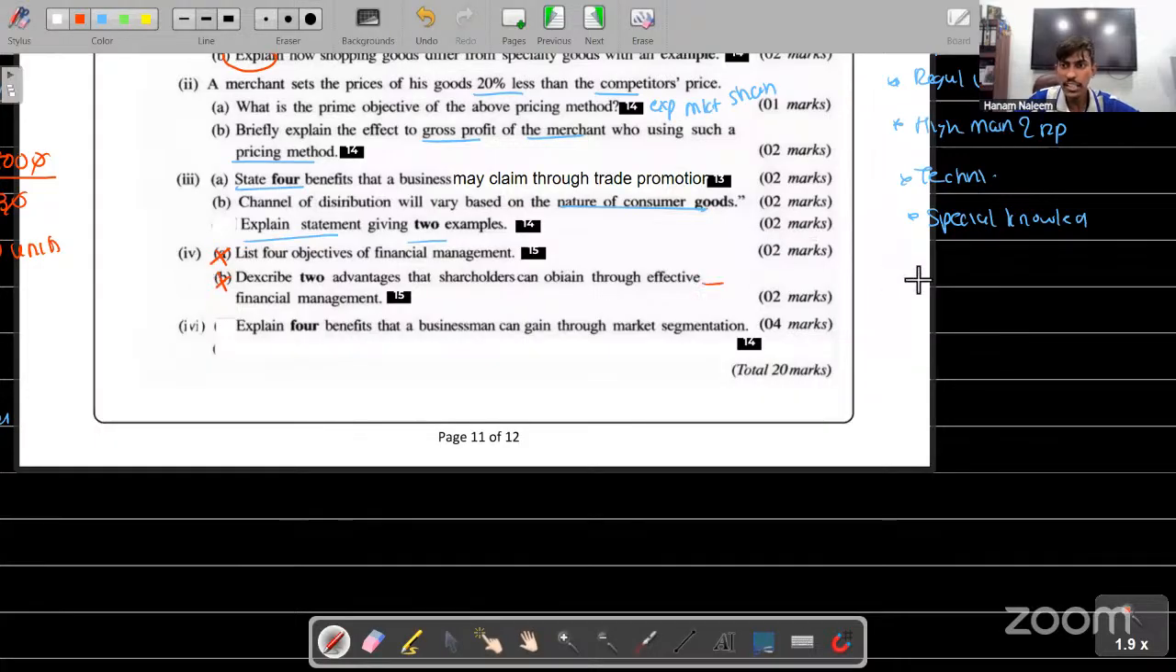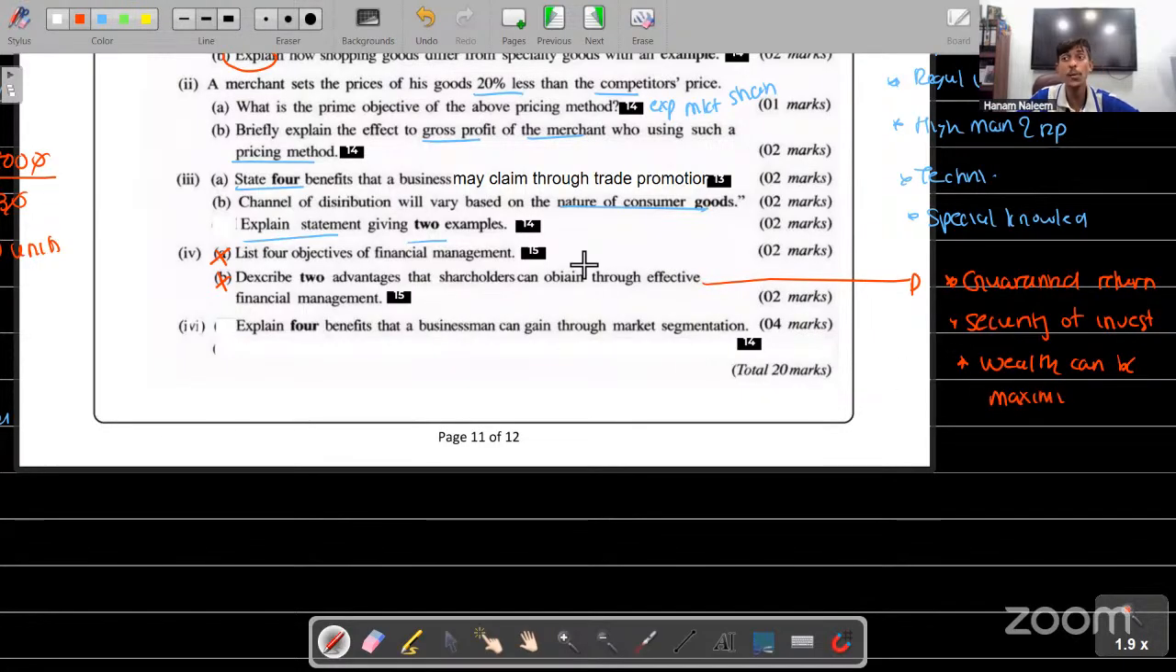One advantage they can get is guaranteed return. For sure, they can get money in return, profits. Another important advantage is security of investments. They need not worry, their investments will be protected when there is proper financial management. And more than that, their wealth can be maximized. So these are the advantages shareholders can get when there's proper, effective financial management in a business.